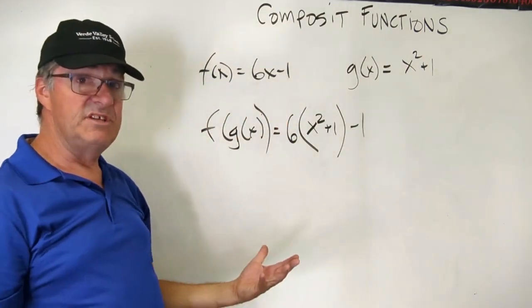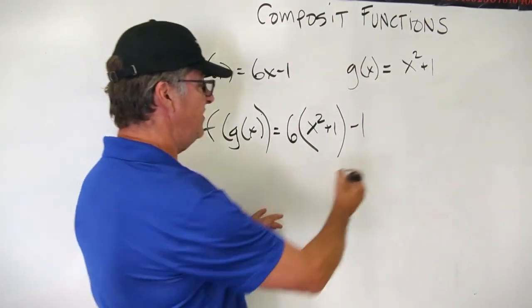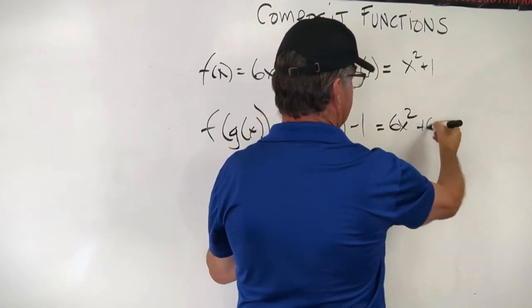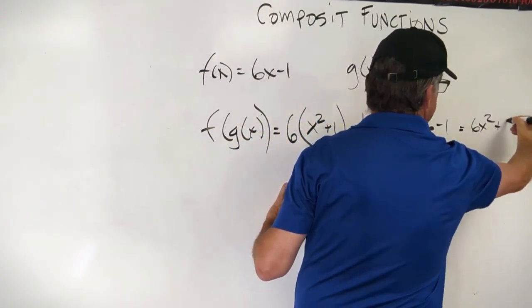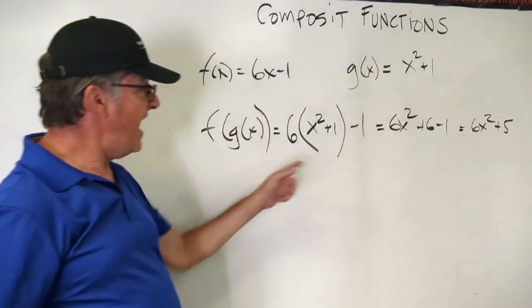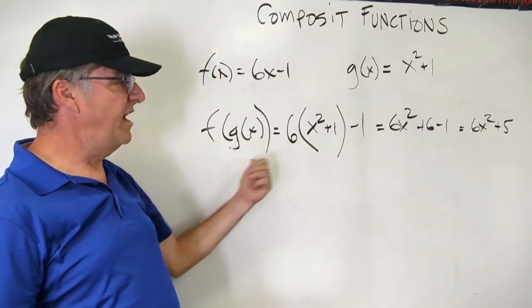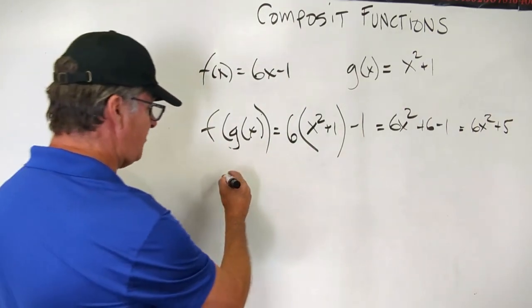Now, many times in these, you're going to want to simplify them on down to simplest form. So let's do that. This is going to be distributive property: 6x squared plus 6 minus 1, which is going to give us 6x squared plus 5. So that 6x squared plus 5 is f of g of x. Okay, cool. Now I want you to pause the video and do the other one.